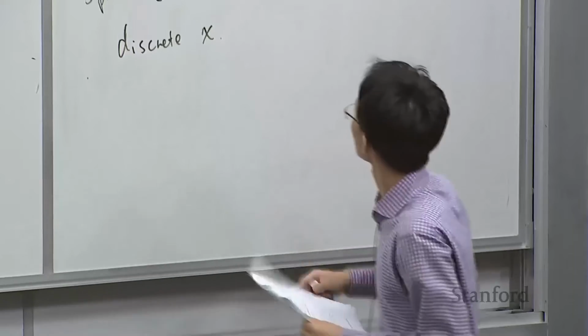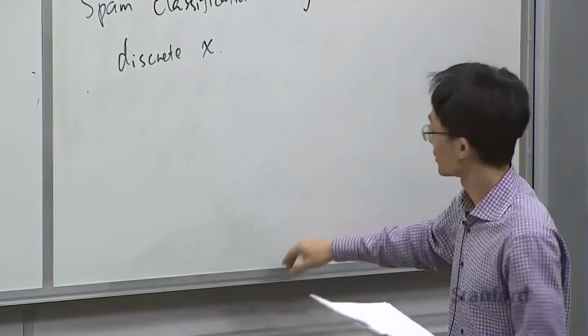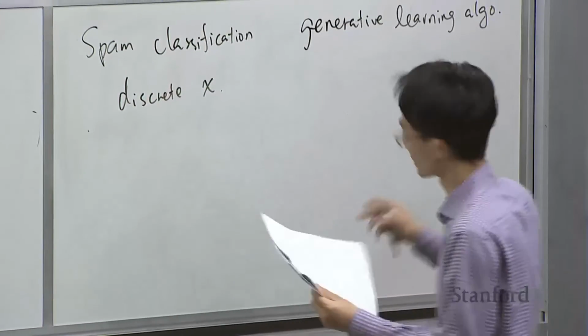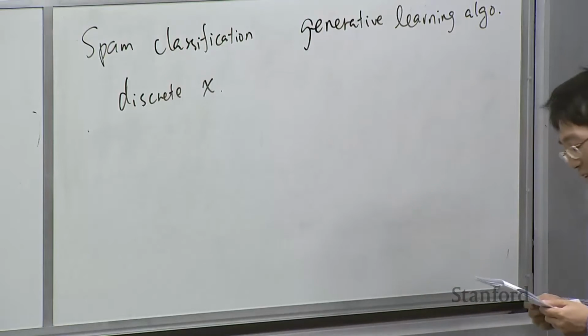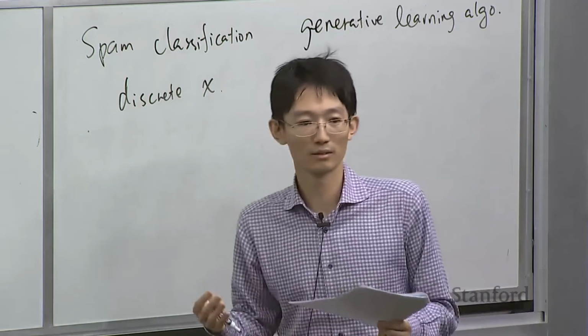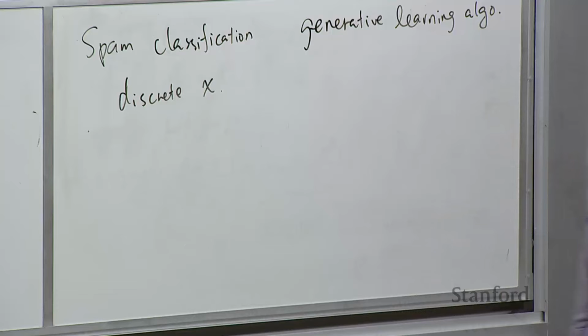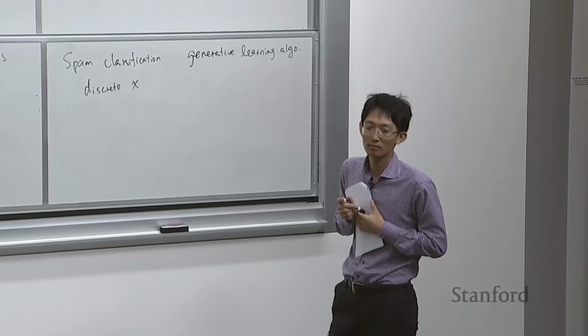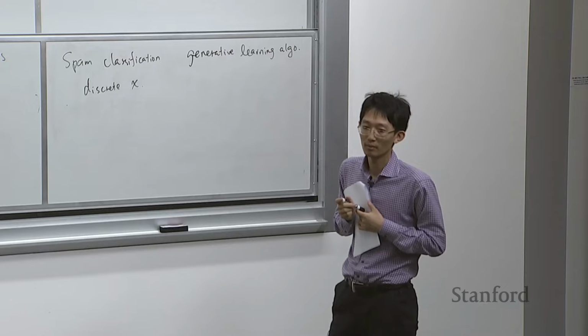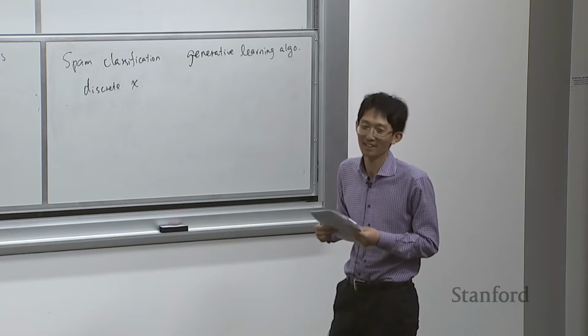I'm going to get into a little more detail. How do we really approach this question? Yeah, one quick question: are GDA and this spam filtering the only generative learning algorithms, or are there more? Yeah, there are many, many more. These are just examples.